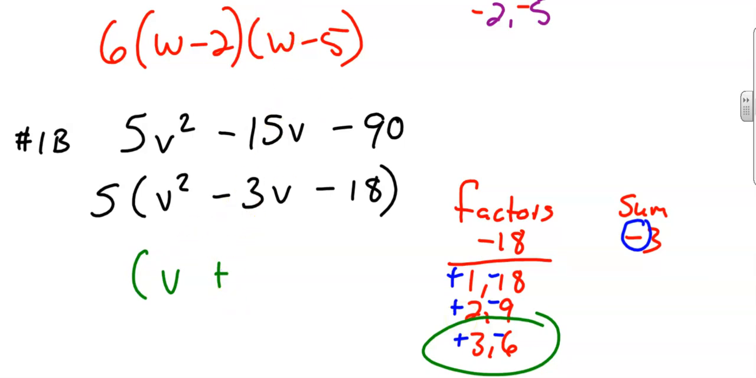Sorry, not v squared, but just v plus 3. And then v minus 6. And then the 5 would be up front.